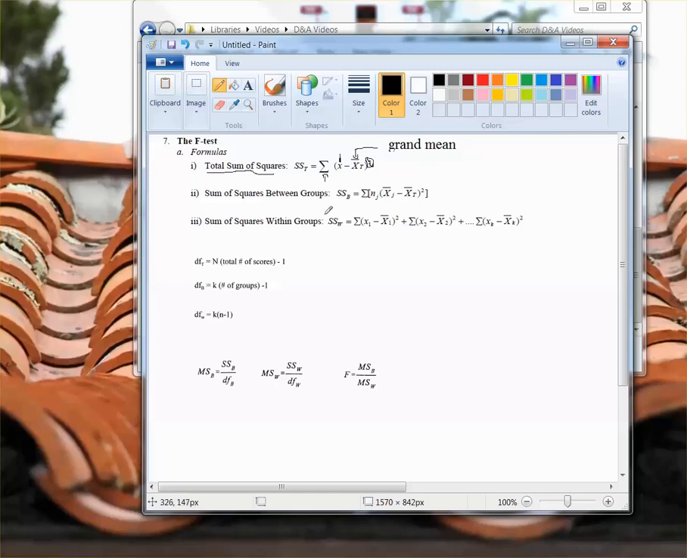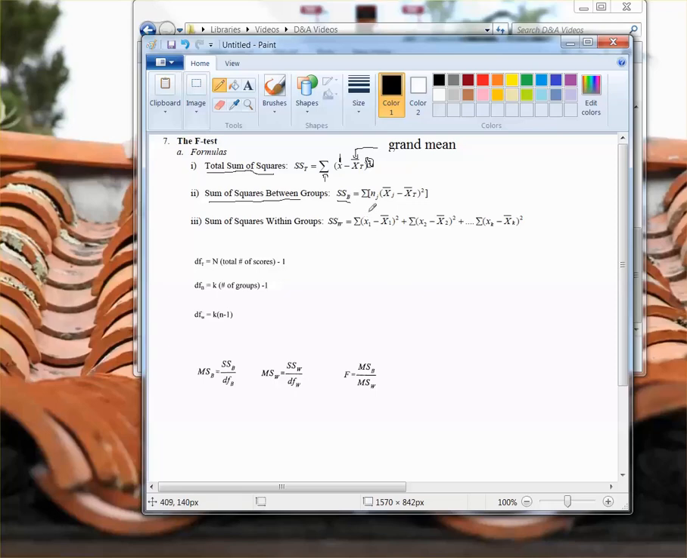Then, by the way, the total sum of squares can be broken up into two pieces in this particular design, and more pieces for more complex designs. First, sum of squares between groups. That's the variability which happens between groups due to, we hope, the independent variable. So this is the variability between groups. It's abbreviated sum of squares sub B, for sum of squares between groups.